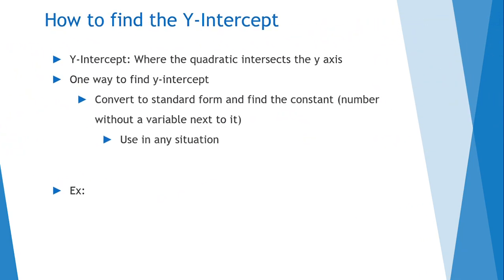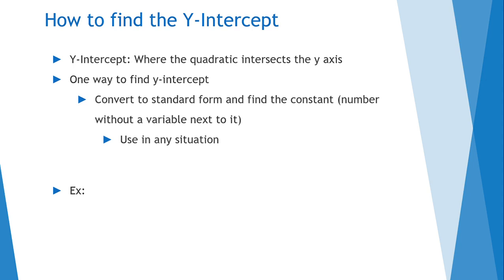So, how to find the y-intercept? It's essentially where the quadratic function intersects the y-axis, or what y equals when x equals 0. There's only really one way to find the y-intercept, and it's converting your quadratic function into standard form, and then finding the constant, or number without a variable, and this constant will be your y-intercept.